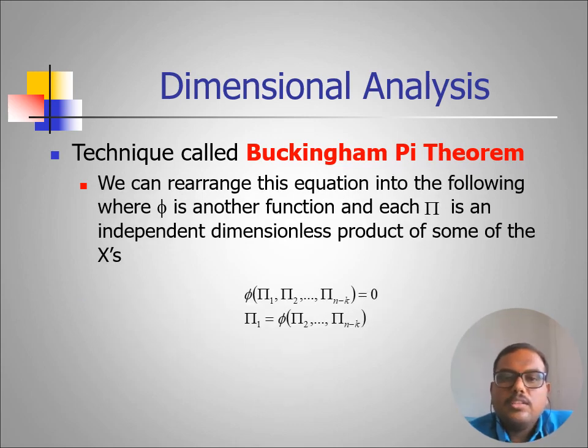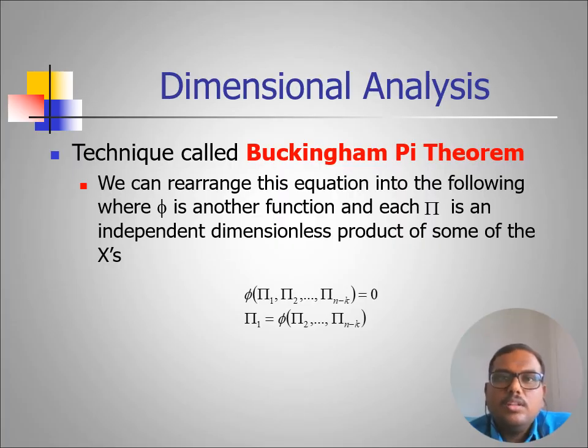We can arrange this equation into the following, where phi is another function and each pi term is an independent dimensionless product. This Buckingham theorem states that pi is a dimensionless group. So it has a dimension of M power 0, L power 0 and T power 0. It is a dimensionless number. There is no unit for these pi terms. We are arranging it such that by selecting repeating variables.